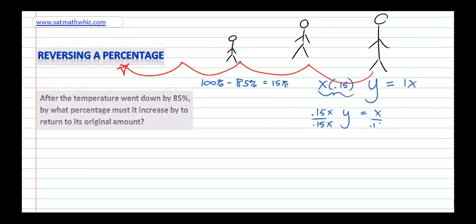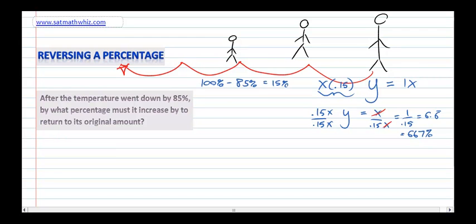Divide both sides by 0.15x to get y by itself, and on the right hand side the x's are going to cancel, leaving you with 1 divided by 0.15. In decimal form this turns into 6.6 repeated, which could be thought of as 667%.